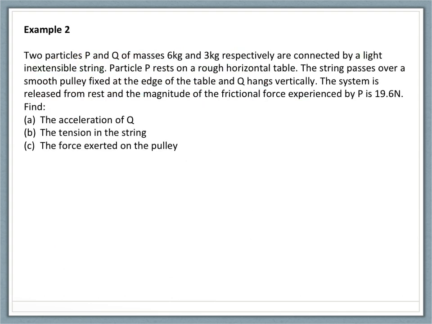We have two particles, P and Q, of masses 6 kilograms and 3 kilograms, connected by a light inextensible string. P rests on a rough horizontal table and the string passes over a smooth pulley fixed at the edge of the table with Q hanging vertically. The system is released from rest and the magnitude of the frictional force experienced by P is 19.6 newtons. We've then got 3 calculations that we need to make. Let's draw a very clear force diagram for this situation.